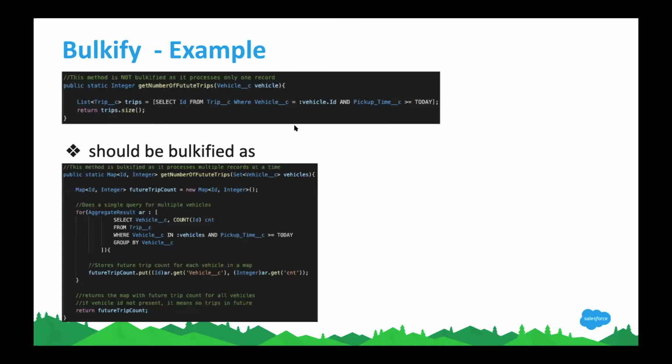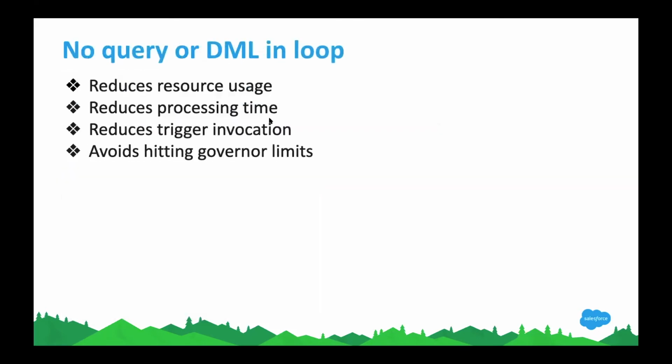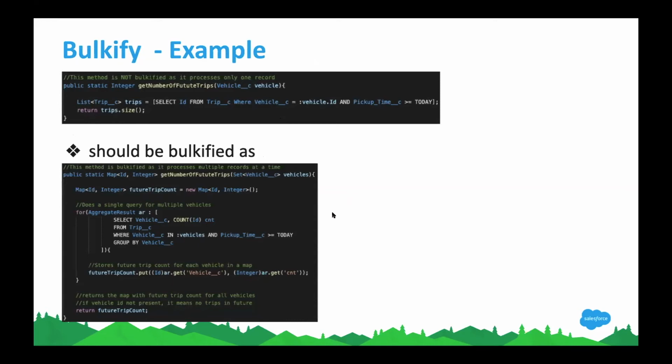Yeah, and this method on the top is not bulkified. Okay, and on the bottom you can see the code that is bulkified here. So here you can see in the non-bulkified version, it accepts only one record, which is vehicle, and then processes that particular vehicle and returns the trips related to the vehicle.